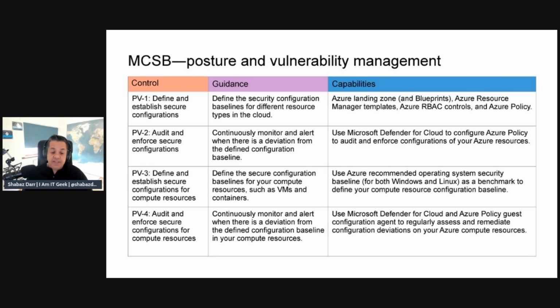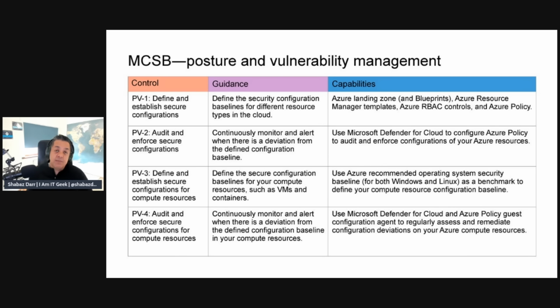The Azure guidance for this is to use the Azure recommended operating system security baselines for both Windows and Linux as a benchmark to define your compute configuration baseline. Additionally, you can use custom VM images using Azure Image Builder, or container images with Azure Policy guest configuration and Azure Automation State Configuration to establish the desired security configuration.